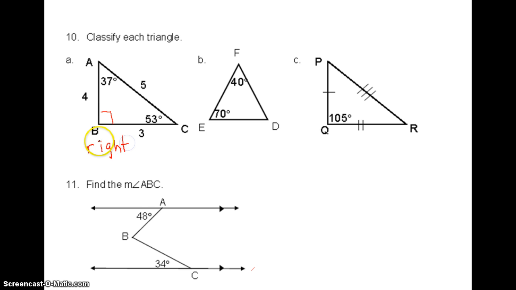And then we need to classify it by its sides. 3, 4, 5, they're all different. That name is scalene. So that's a right scalene triangle.